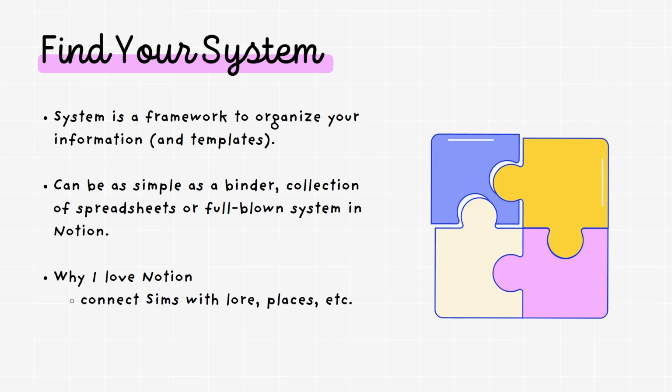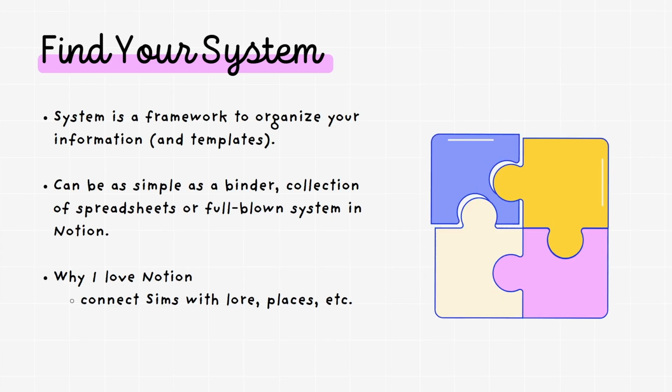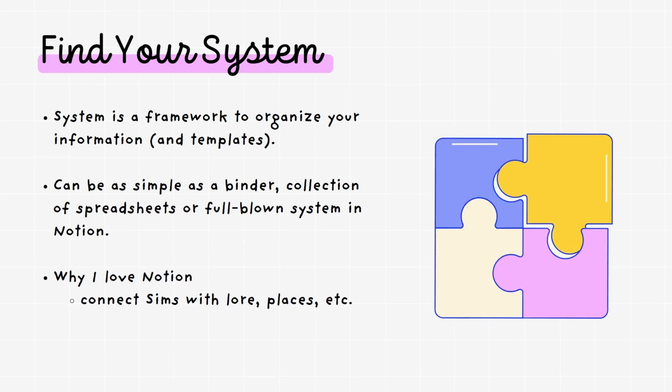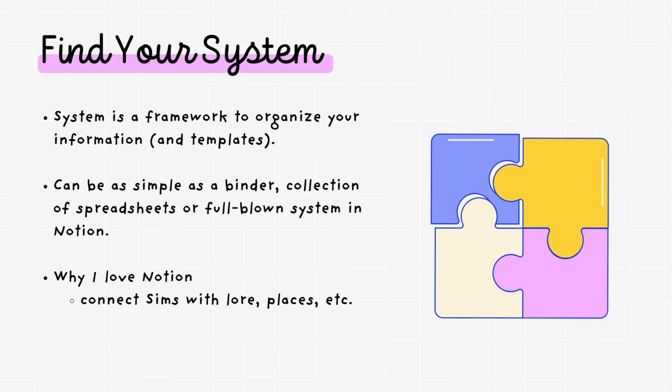So that's how I'm able to, for example, keep track of parent and child relationships. For example, I can add a sim as a parent in one profile, and their profile is automatically updated to include the child in their own profile. And so I just love how you add information in one place, and if you set up your system right, then that information can be referenced everywhere else in the system.